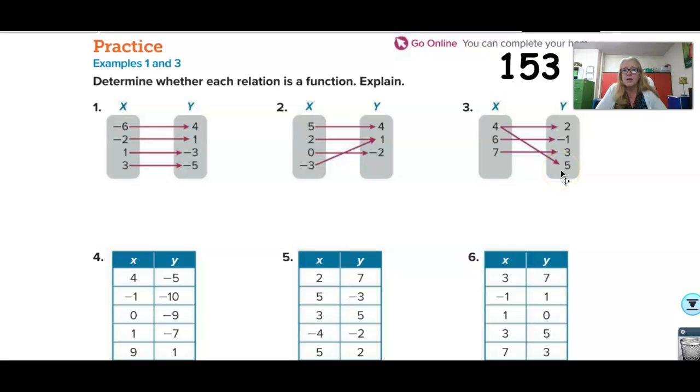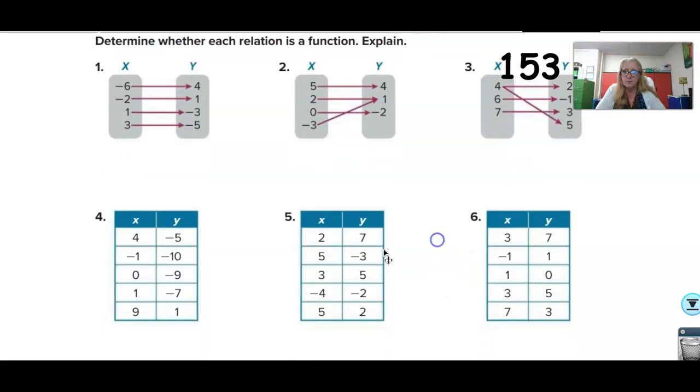All right. Looking down here at these little tables that we have, let me move this up a little bit. What you're looking for is repeated x's. You don't care if the y's repeat. That's not of interest to us. We're looking for x's that repeat. Because there are no repeating x's, this is a function. Each x has only one outcome.